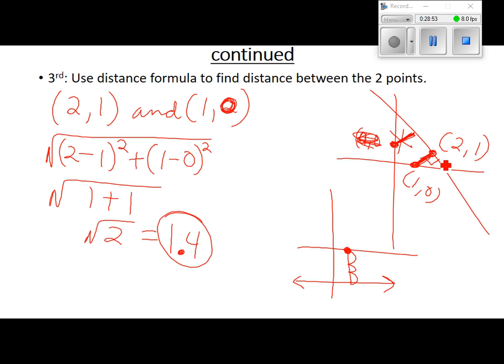So 3 things you do. You write the equation for the new thing first. For the perpendicular, you write the equation. Then you find the new point, the point where the 2 intersect. Then you use the distance formula with the original point and the new point.